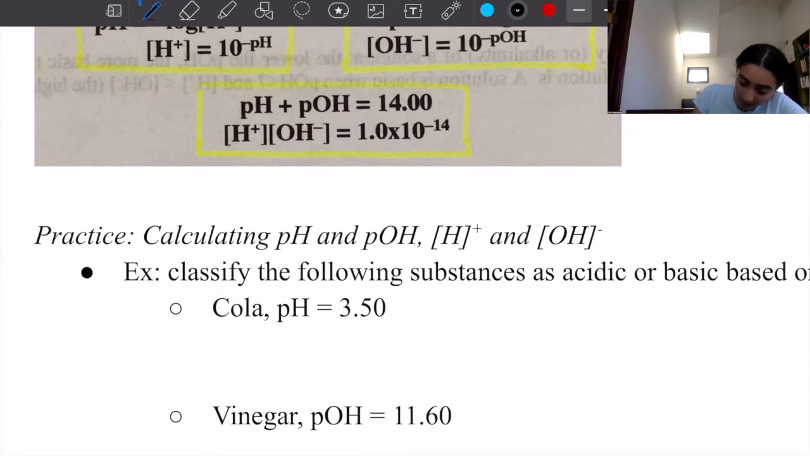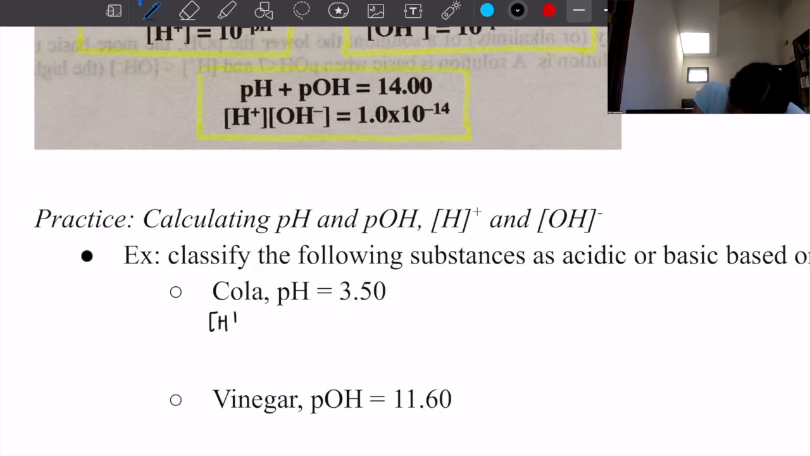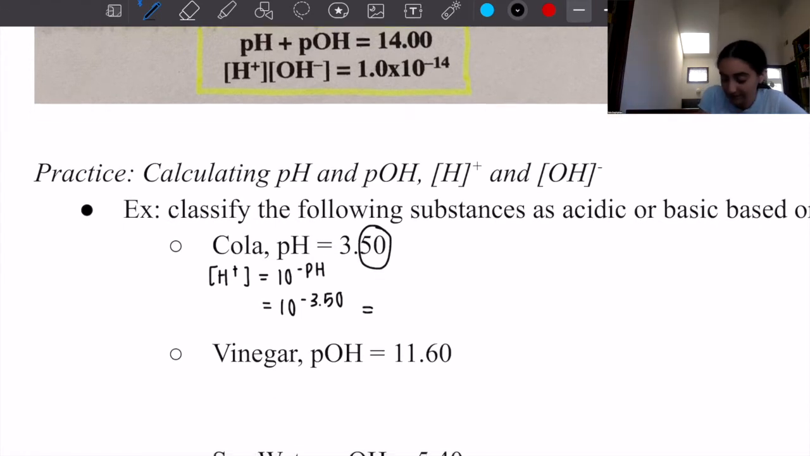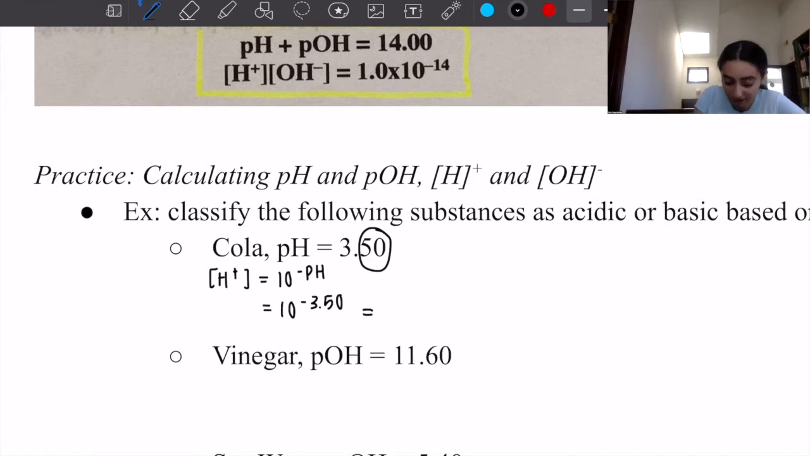So we know that the concentration of hydrogen equals 10 to the negative pH power. So 10 to the negative 3.50. I'm going to plug that into my calculator, which is going to equal 3.162277766 times 10 to the negative fourth, but my pH has 2 sig figs, which means that my concentration is also going to have 2 sig figs. So 3.2 times 10 to the negative fourth, and concentration does have units of molarity.